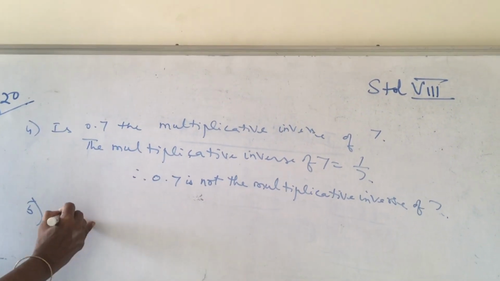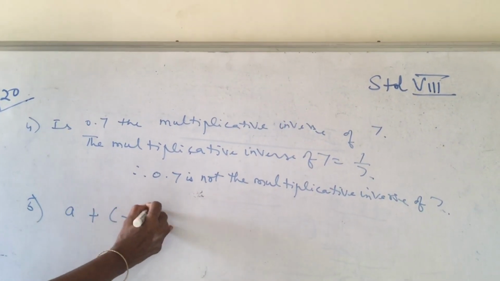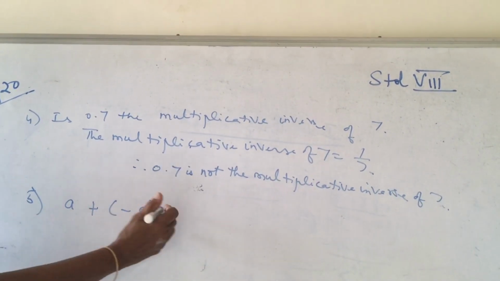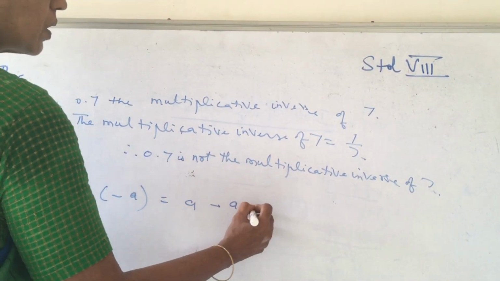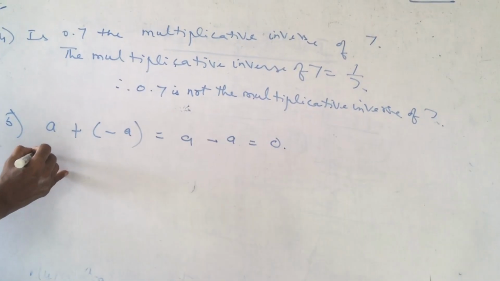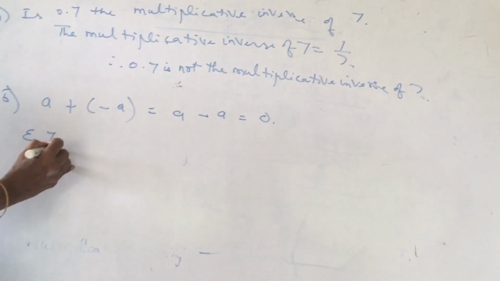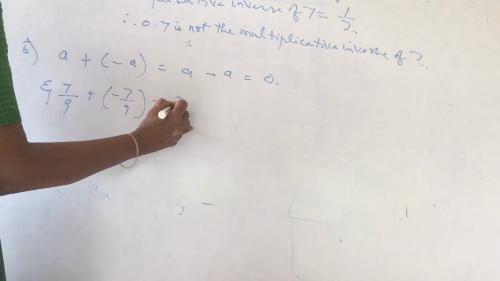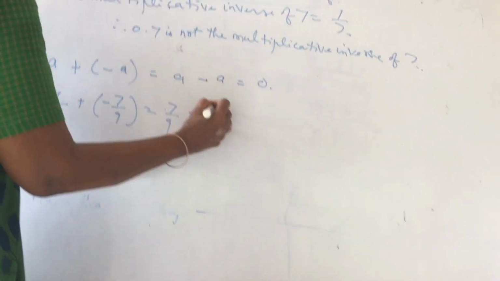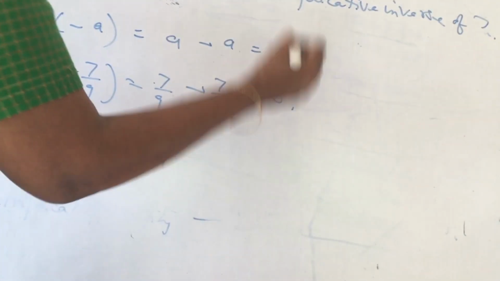What is a plus minus a? A plus minus a, plus into minus, minus, that is equal to 0. 7 by 9 plus of minus 7 by 9, plus into minus, minus, the value is equal to 0.